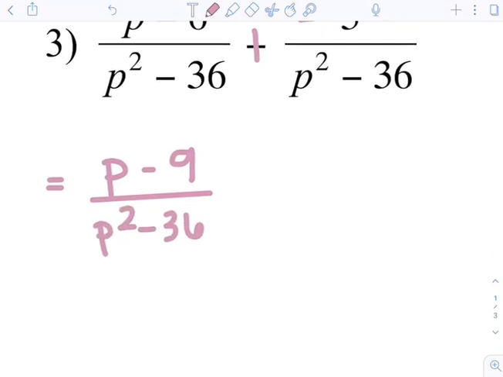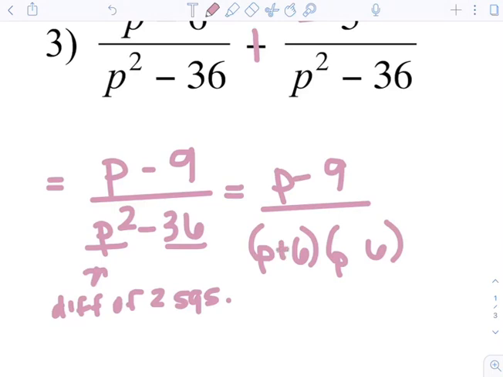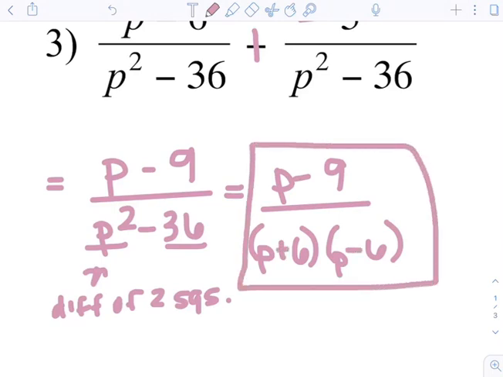Now I need to make sure that nothing's going to simplify. So I got to factor where I can. I can't factor in the numerator, but I can factor in the denominator. Remember, that's a difference of 2 squares. So when I factor, I still go into my 2 parentheses, but I take the square root of p squared, that's p. Take the square root of 36, that's 6. One's plus, one's minus. I'm not seeing anything match completely, so that's my final answer, or this could be your final answer as well.